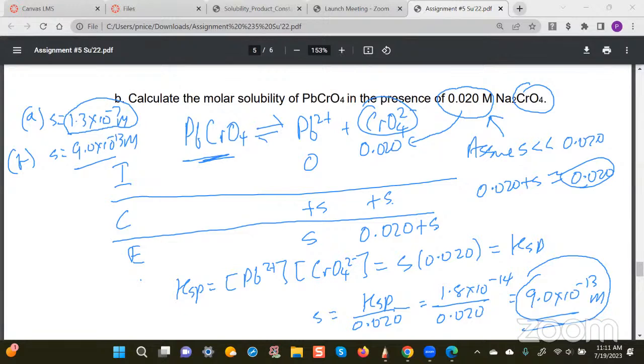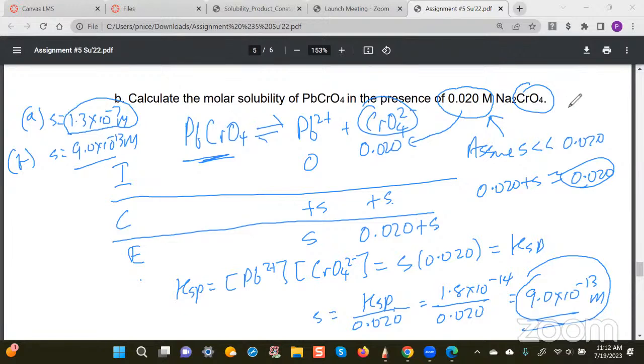All right. Okay. Any questions about this particular question? Any questions? I'm a little bit confused as to why we can assume that S is so much smaller than 0.02 in this case.